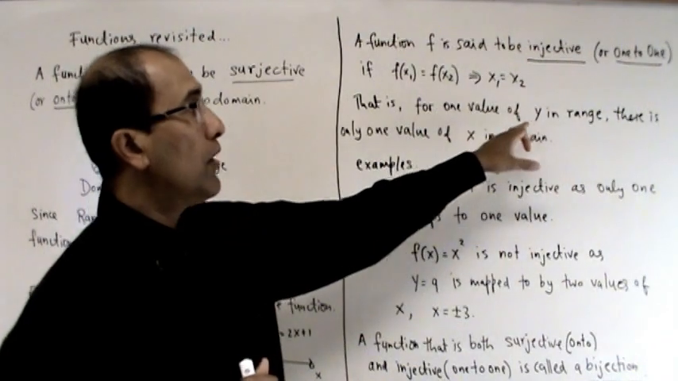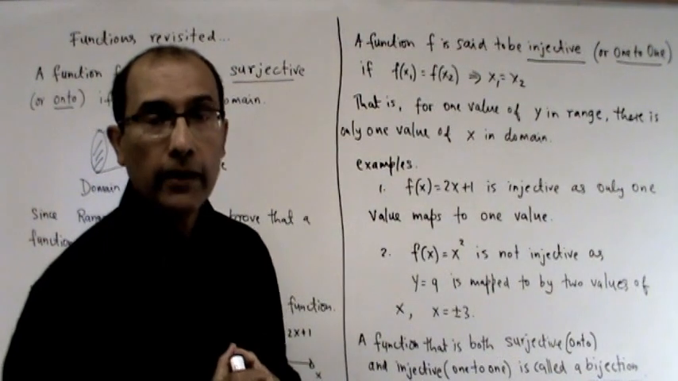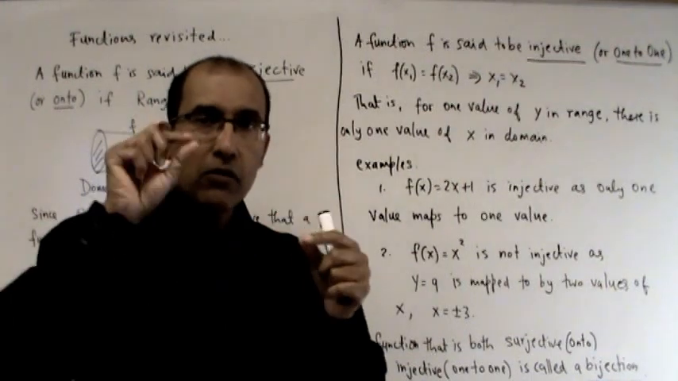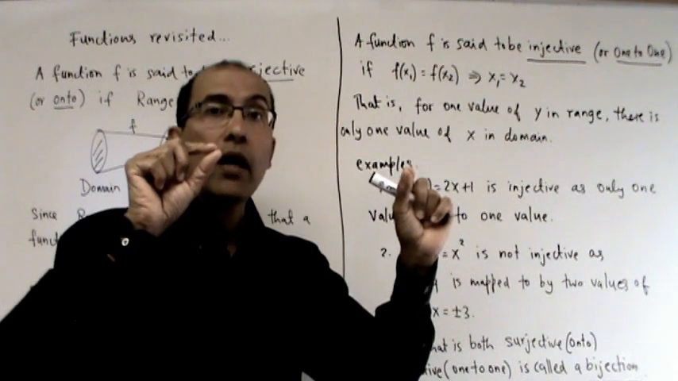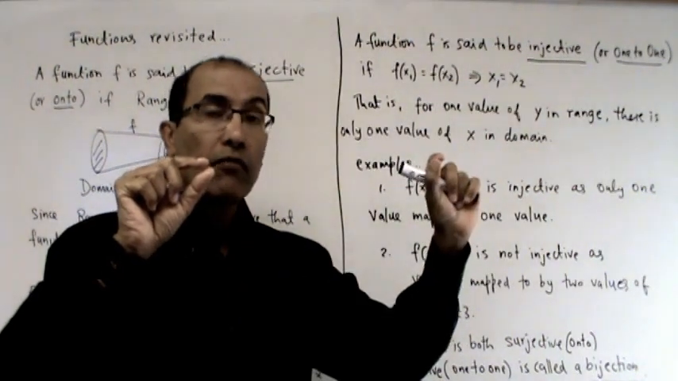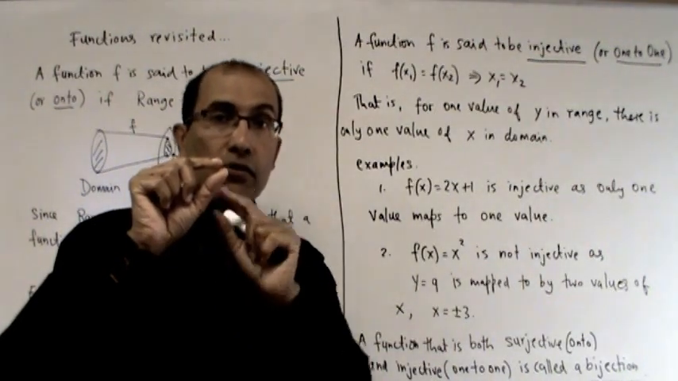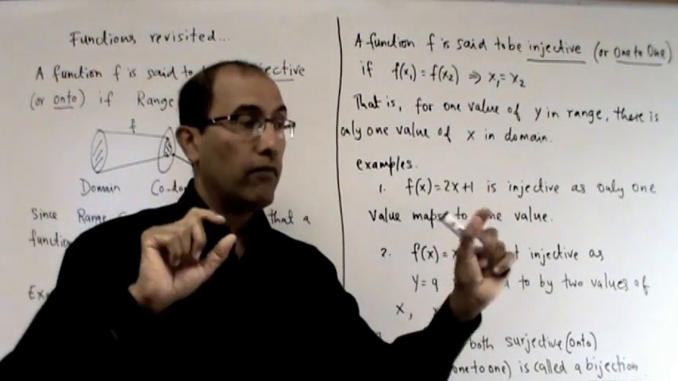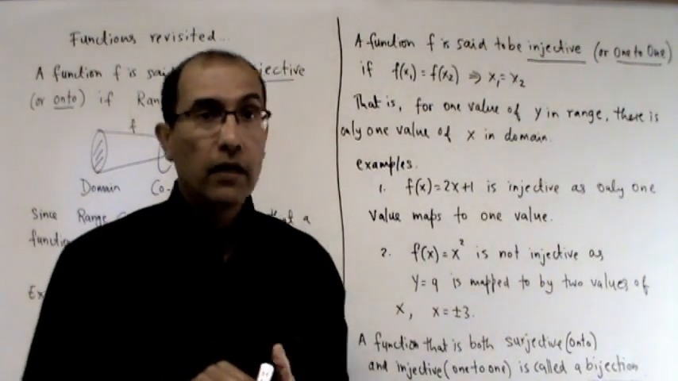And that is, for one value of y in the range, there is only one value of x in the domain. Now, by the definition of a function, we already know that for one value of x in the domain, there can only be one value in y. So injective functions have the reverse property as well: for one value in y, there can only be one value in x. That's why it's called one-to-one. One of this maps to one of that, and one of that only maps to one of this. Such a function is called an injective function.